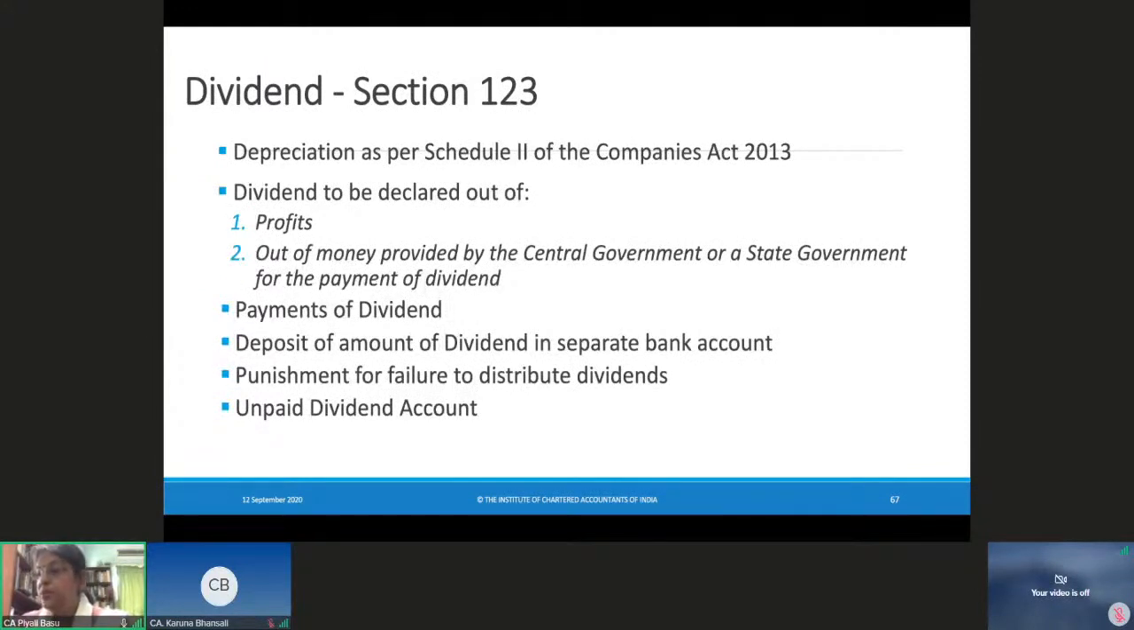All right. So we still have some time. Let's go through the dividend part of it in more detail.